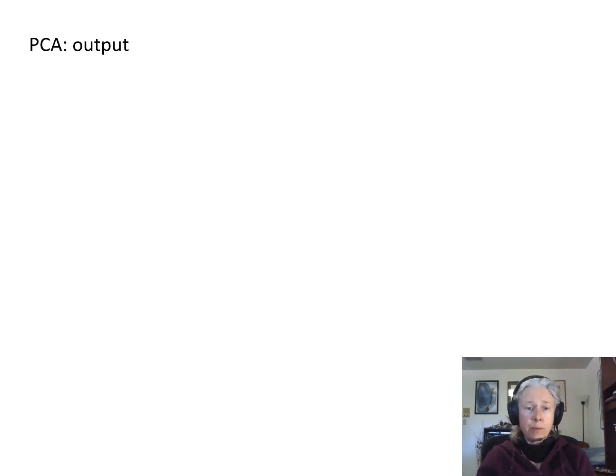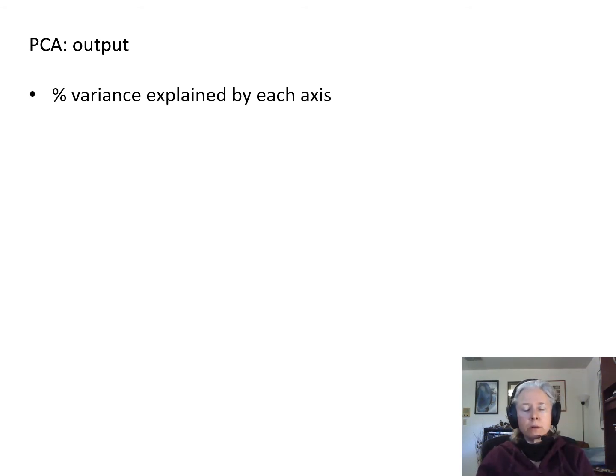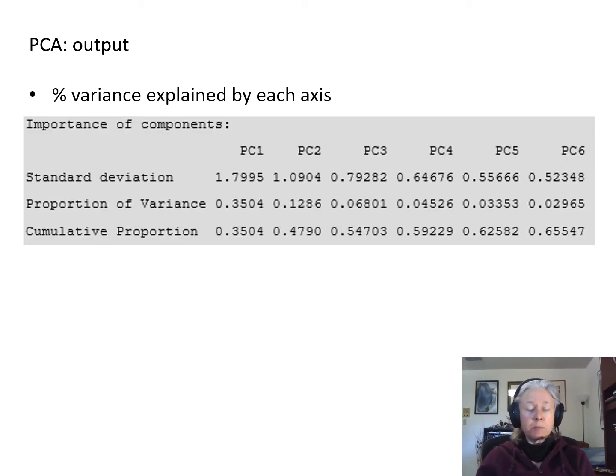There are 4 components of output of PCA. The first is the percent variance in the data set that is explained by each axis. So each PC axis, PC1 or PCA1, they both mean the same thing. Each axis is an eigenvector. And so in this case, the first 2 eigenvectors, first 2 axes, explain only 47.9% of the total variance of this data set, meaning that most of the variance is coming from factors that you didn't account for or didn't measure.